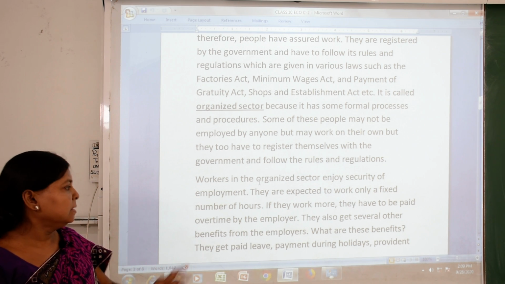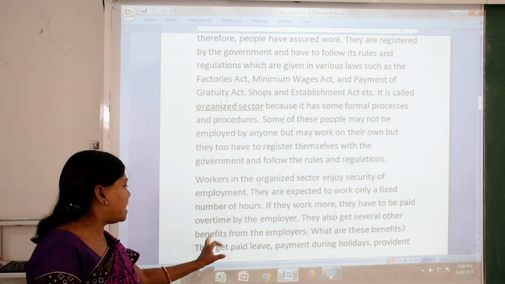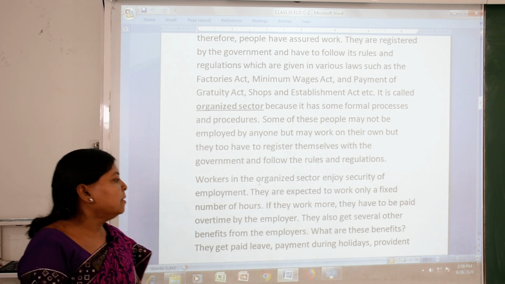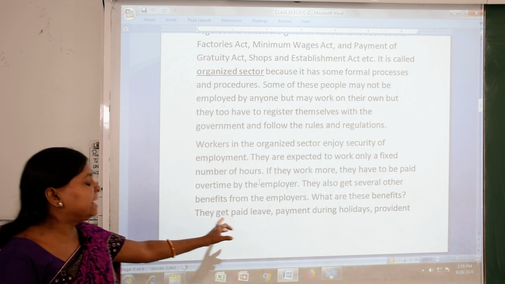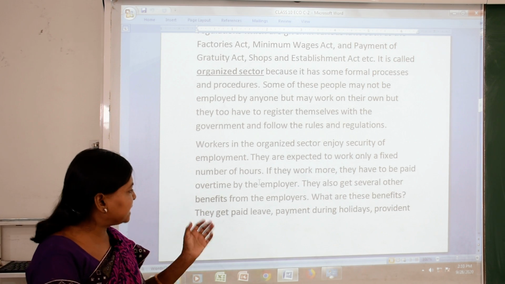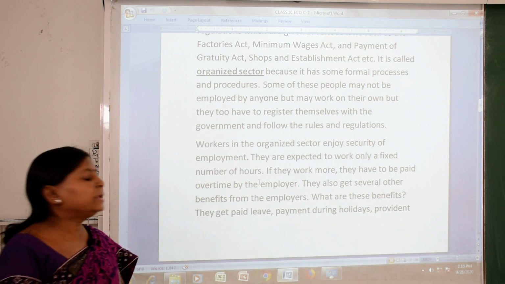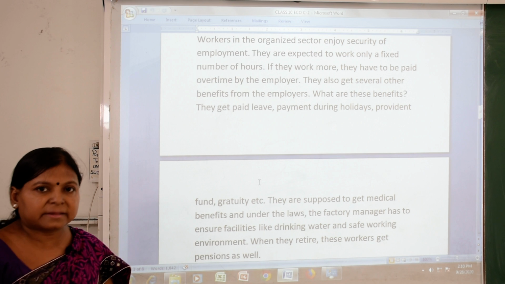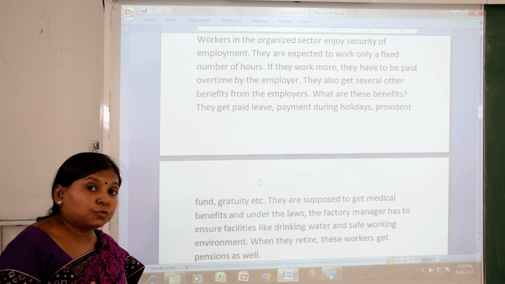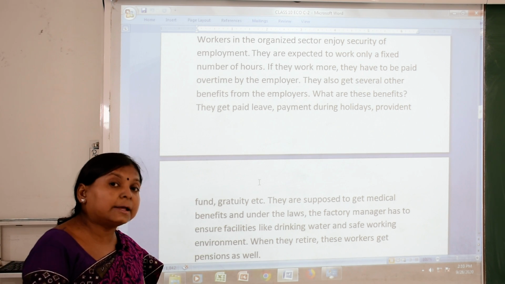That is a benefit. They also get several other benefits from the employers. What are these benefits? I already explained. They get paid leave. If they have taken leave, they will get paid. They get payment during holidays. They get provident fund, gratuity, etc. And they are supposed to get medical benefits under the laws.